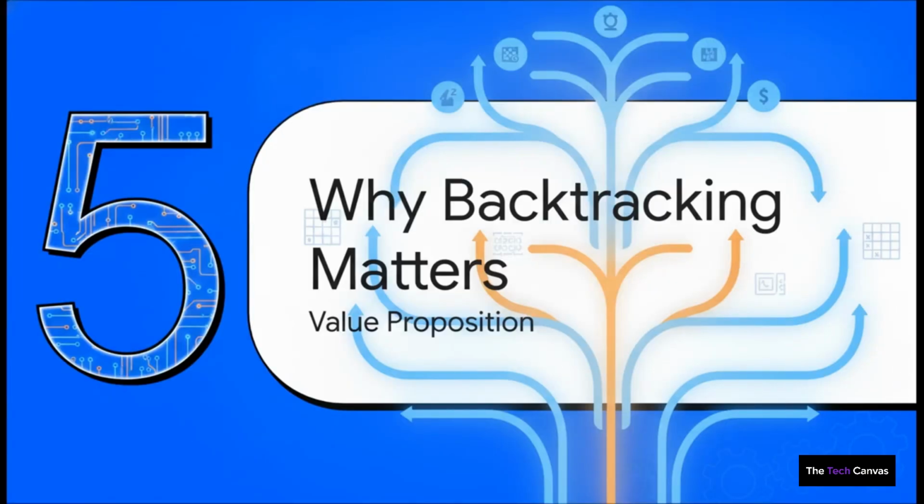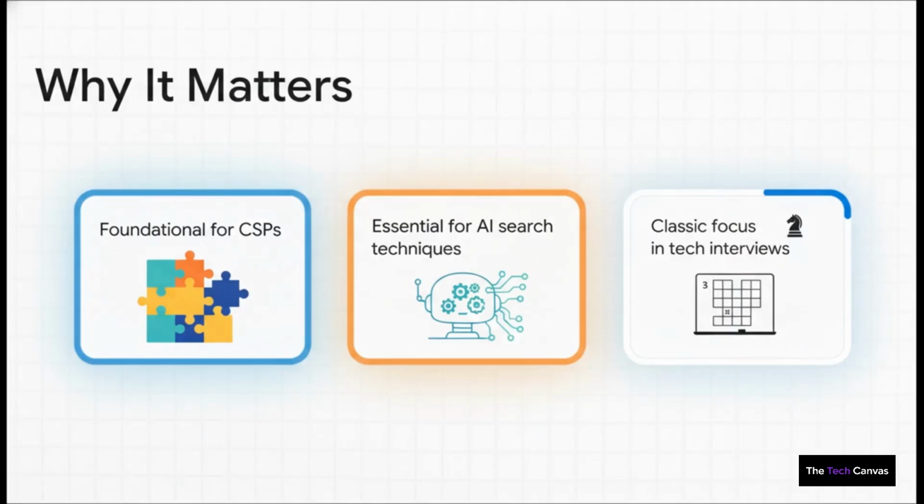Chapter 5. Why Backtracking Matters. So why should you care about all this? Well, first, it's the absolute foundation for constraint satisfaction problems, which, as we just saw, essentially run the modern world's scheduling and logistics. Second, it's essential for AI search techniques and for really understanding how complex software makes rule-based decisions.